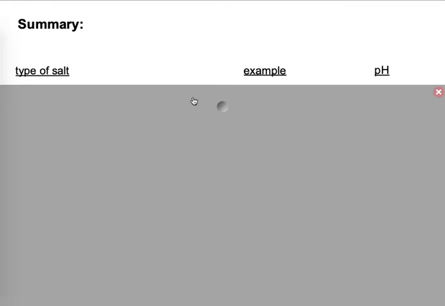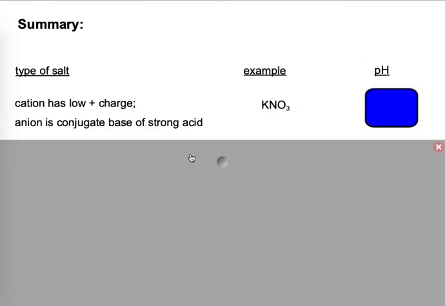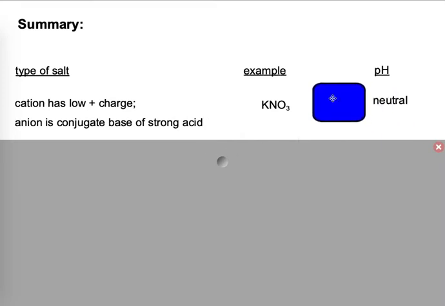So let's summarize. If the cation has a low positive charge and the anion is the conjugate base of a strong acid, the pH is going to be neutral. Neither of those ions is acidic or basic.